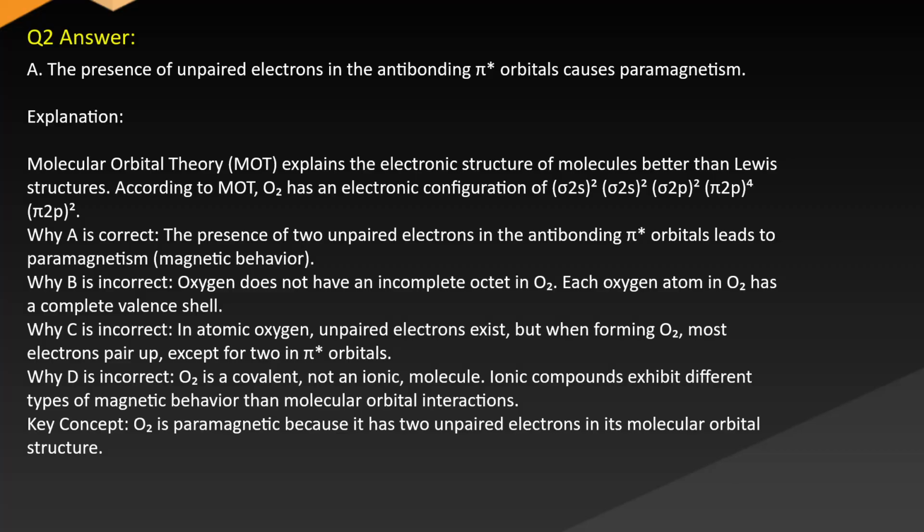B is incorrect. Oxygen does not have an incomplete octet in O2. Each oxygen atom in O2 has a complete valence shell. C is incorrect. In atomic oxygen, unpaired electrons exist, but when forming O2, most electrons pair up except for two in π orbitals. D is incorrect. O2 is covalent, not an ionic molecule. Ionic compounds exhibit different types of magnetic behavior than molecular orbital interactions. Key concept: O2 is paramagnetic because it has two unpaired electrons in its molecular orbital structure.